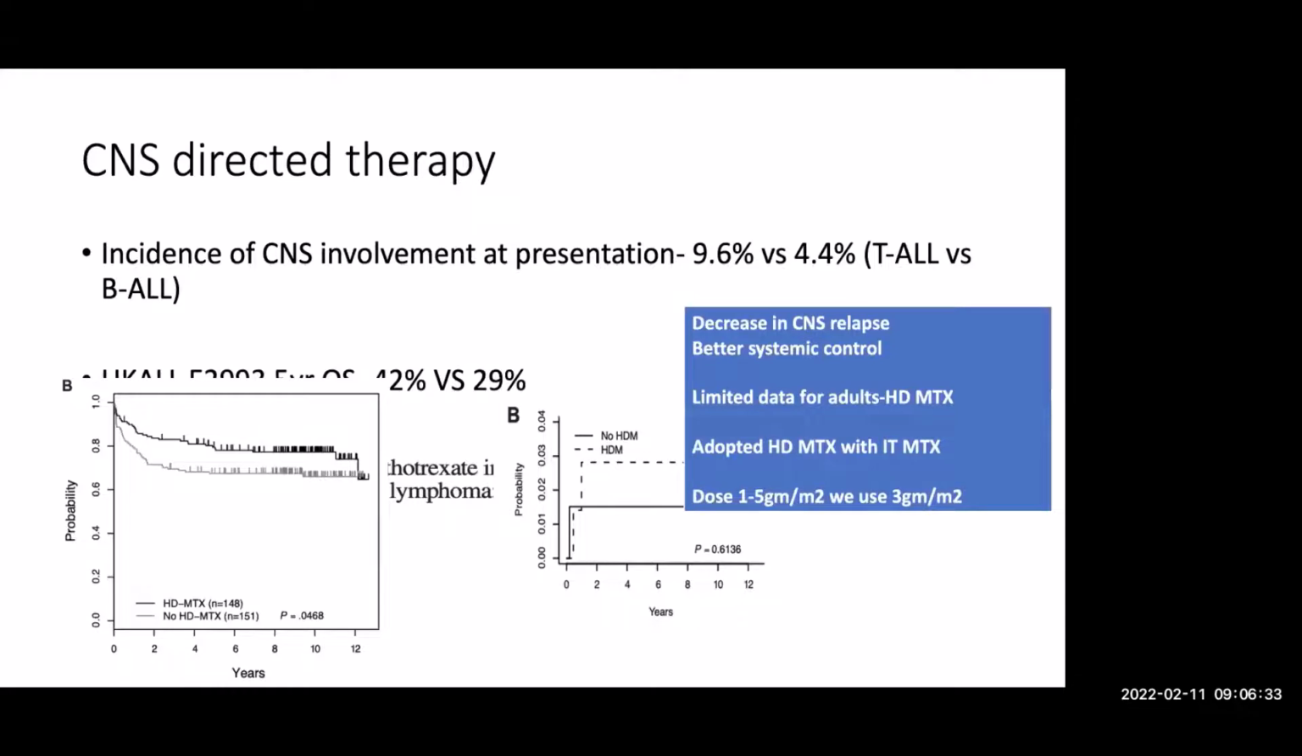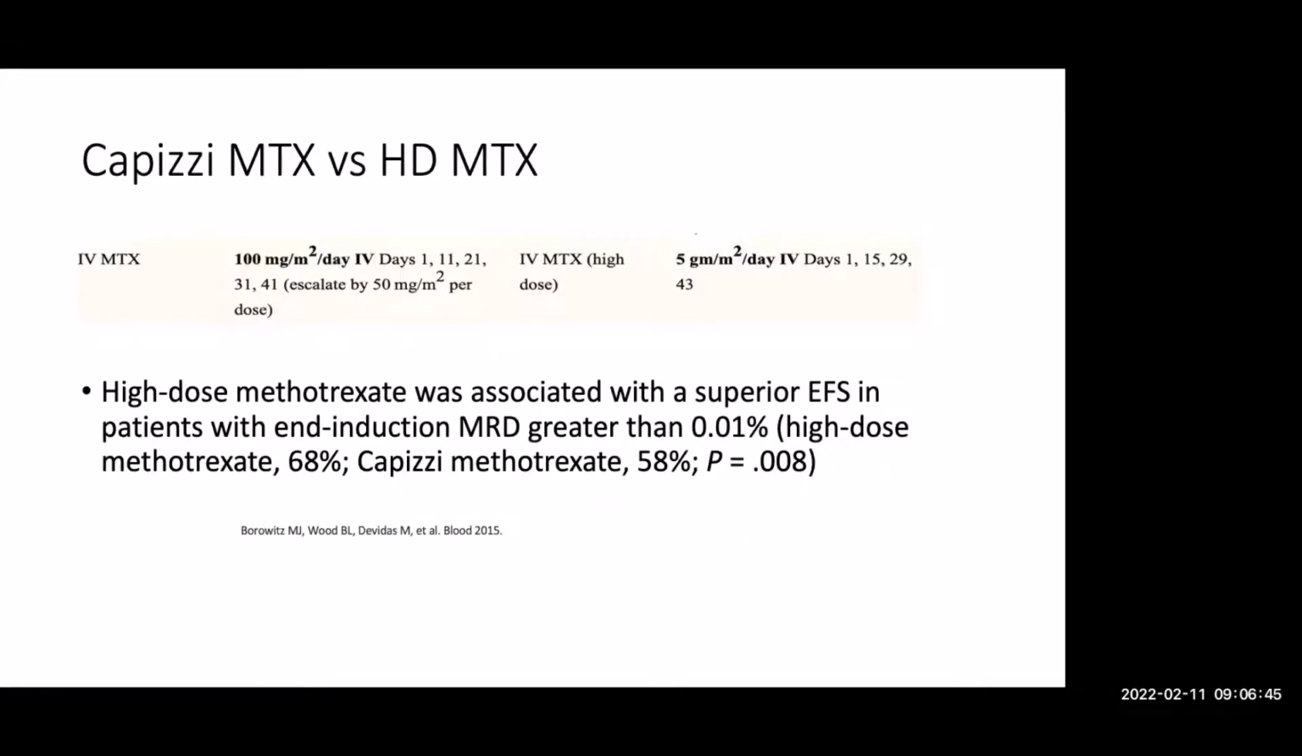And this is a similar study where the patients who received high dose methotrexate had a decreased incidence of relapses compared with those who didn't receive high dose methotrexate. And another part of CNS directed therapy is comparing Capizzi methotrexate versus high dose methotrexate.